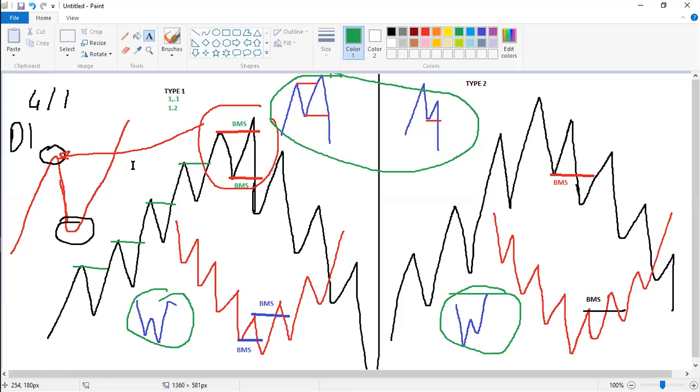Right. So also at the reversals, we have type 1.1 and 1.2. Now, what's the difference? This only applies to type 1. Type 2 has no 1.1 and 1.2. So what is type 1.1? 1.1 is this one here, with a clear BMS and a BMS down. That's type 1.1. 1.2 is going to be like this, right?